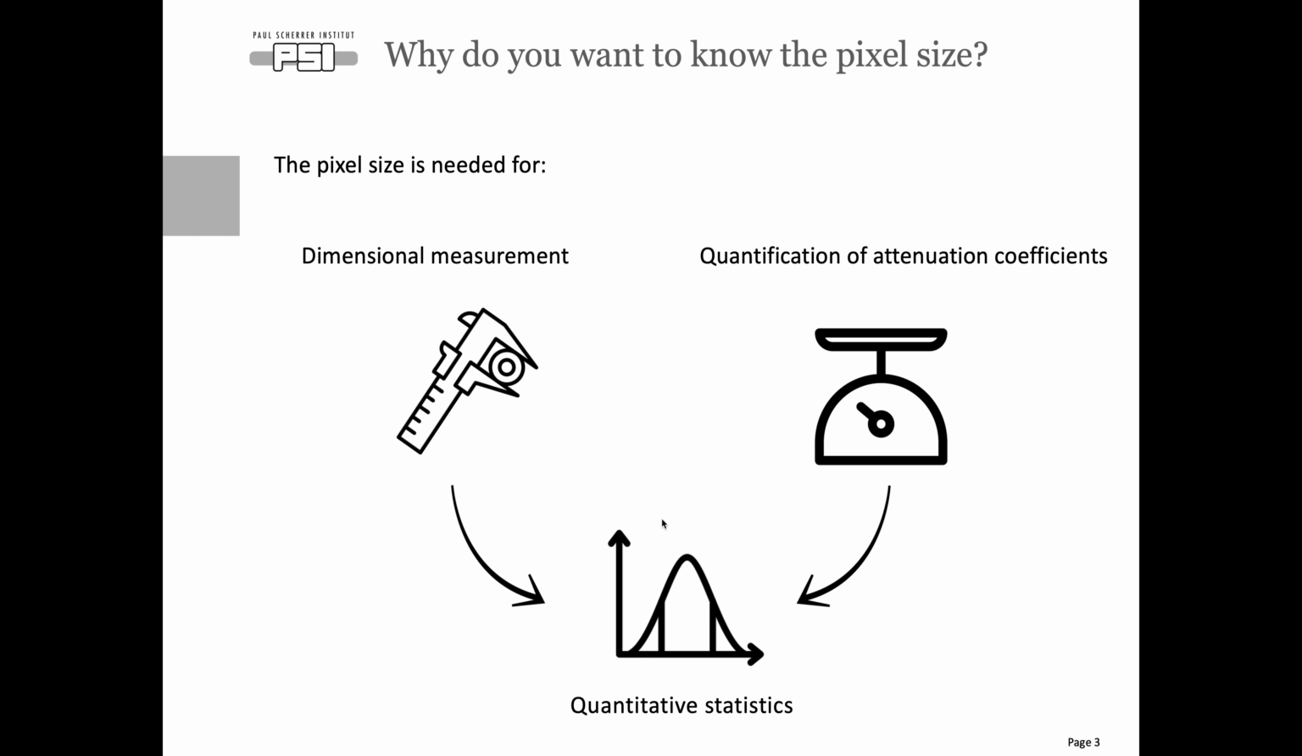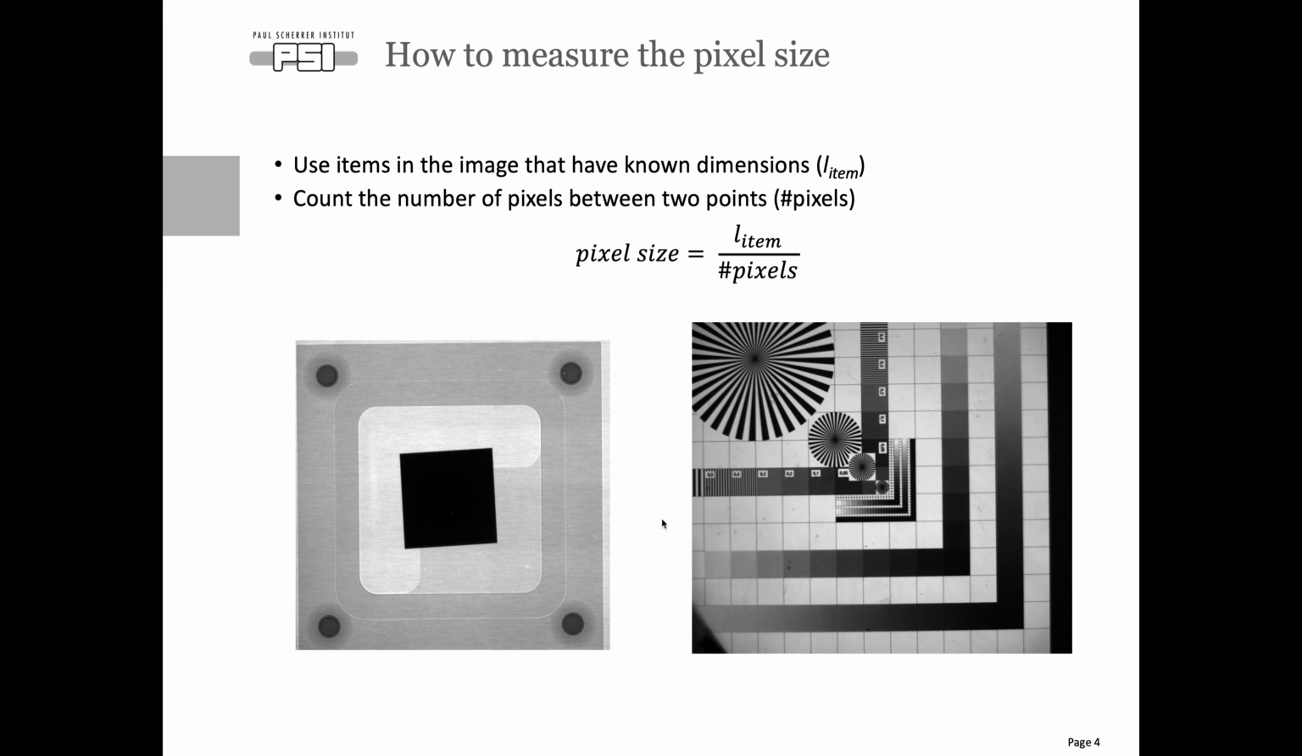So let's go on and look at how you can measure it. First you need items in the image which have known dimensions. So you have to actually measure it before, or you have to know the exact size from the manufacturer. The other thing is you have to count the number of pixels between two points in the image.